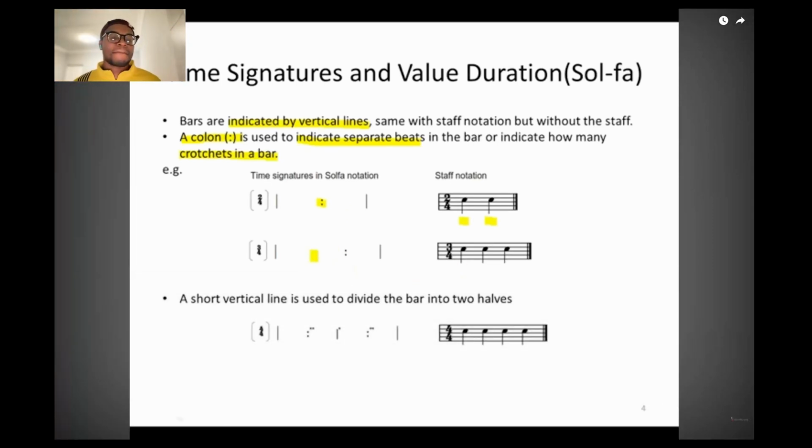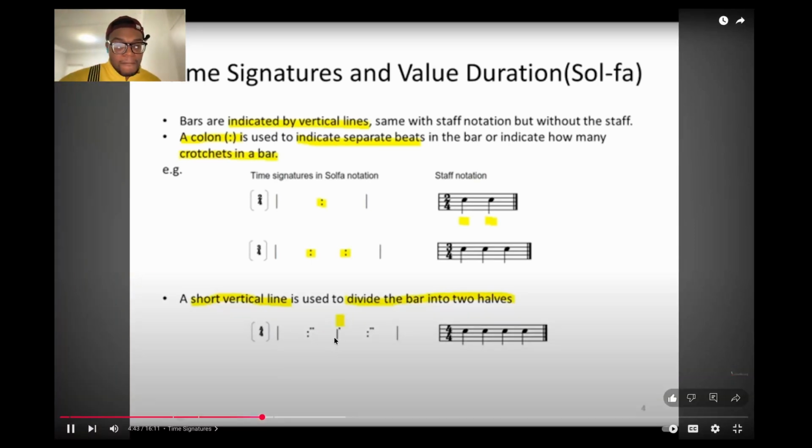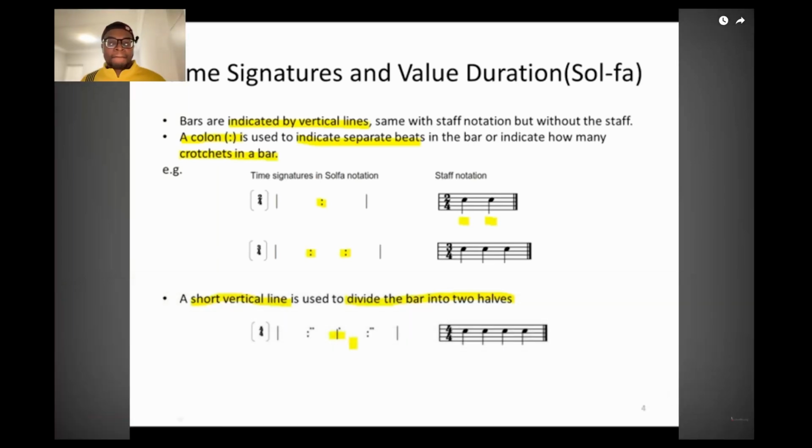In 3/4, the colon will help us see that there are 3 beats in the bar. Also, we have a short vertical line which is used to divide the bar into 2 halves. So the short vertical line must not be as long as the bar line. It must be short so that we can see that the bar is divided into 2 separate beats.